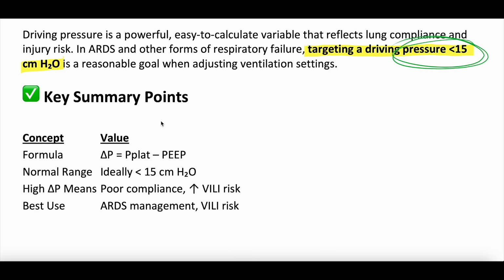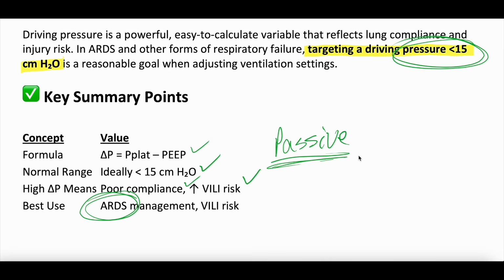Driving pressure formula is plateau pressure minus PEEP. You want it to be less than 15. Higher driving pressure implies poor lung compliance and increased ventilator-induced lung injury risk. Best used in ARDS management. And remember, the patient has to be passive, or you cannot get an accurate measurement of this.